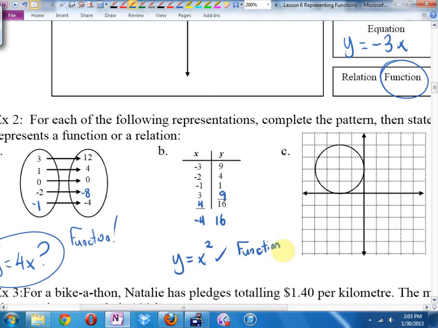C, function or not? Not. It says complete the pattern. There's really no pattern to complete. It's a circle.